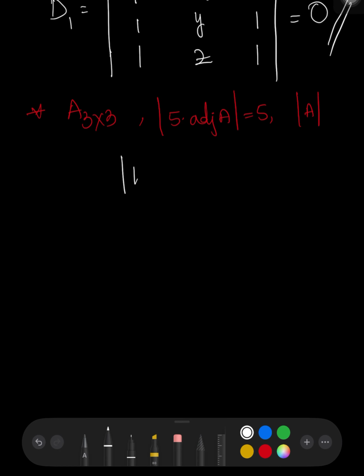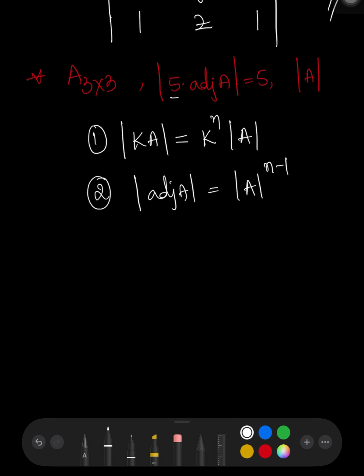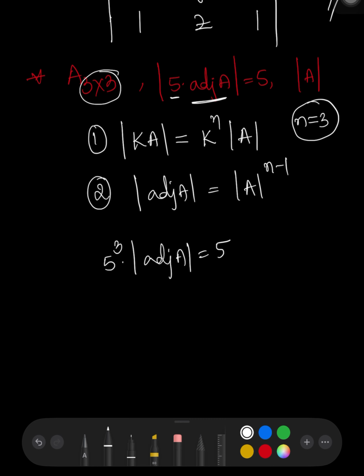The first one: determinant of kA is k power n into det A. The second one: determinant of adjoint A equals det A whole power n minus 1, where n is the order of the square matrix. First of all, it is in the form of kA, so I can write that as k power n. So what is n here? 3. In this question, n equal to 3. So 5 power 3 into determinant of adjoint A equal to 5.